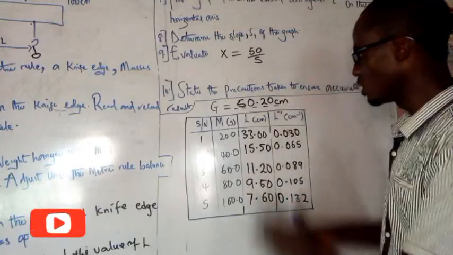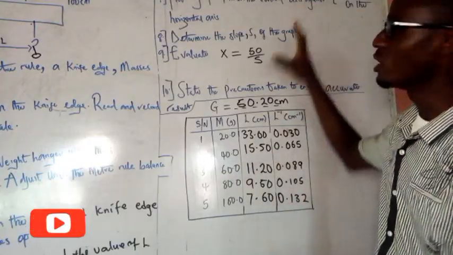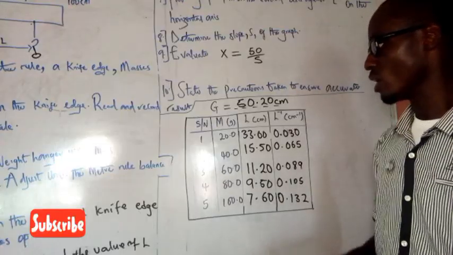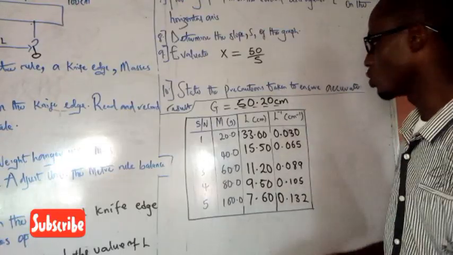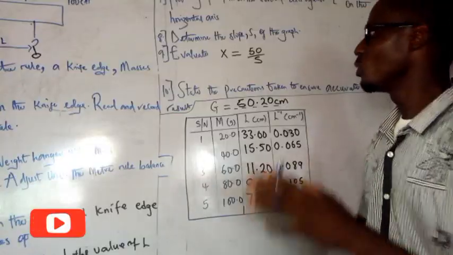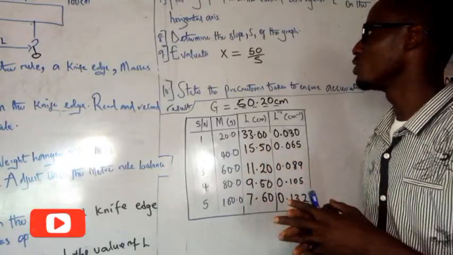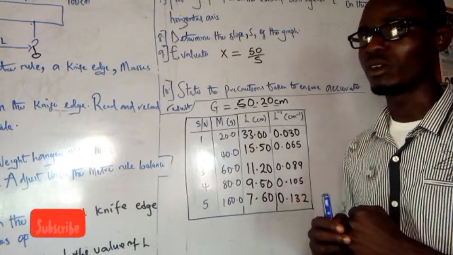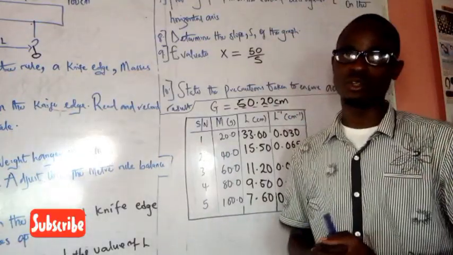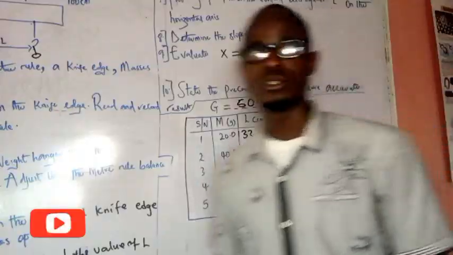So this is what we're going to plot in the graph. We're going to plot M on the vertical axis and L inverse on the horizontal axis, and see how the graph goes. Let us move ahead in solving the graph, and at the end of it, get our slope and check another value. So let's go and check the graph.